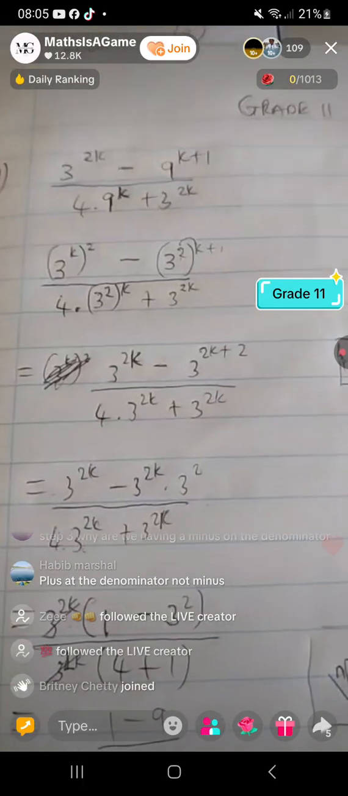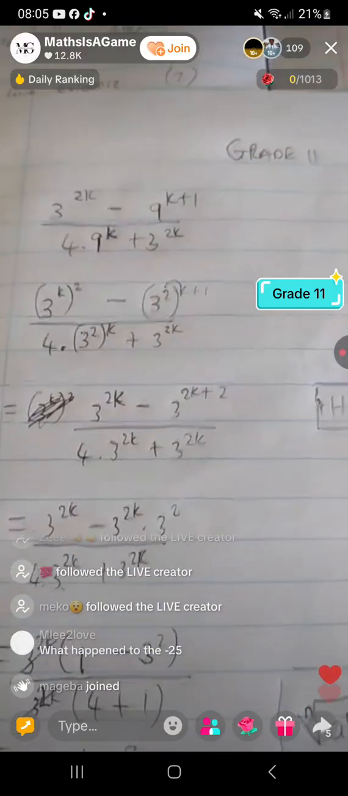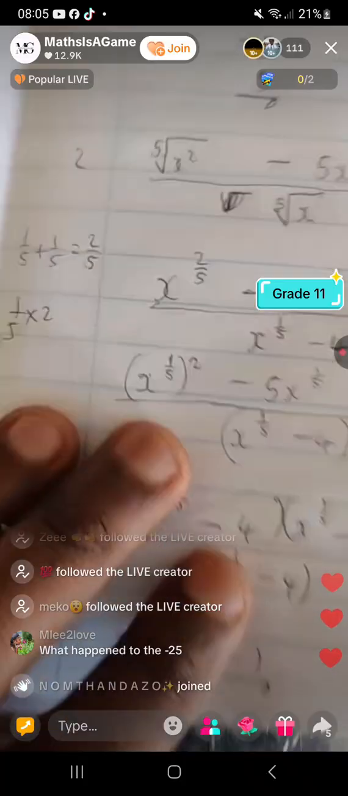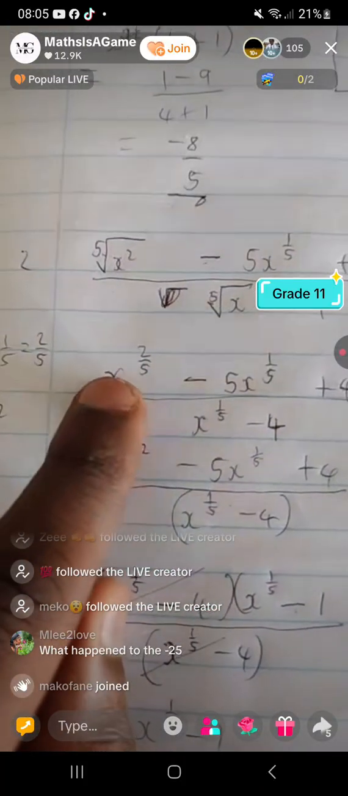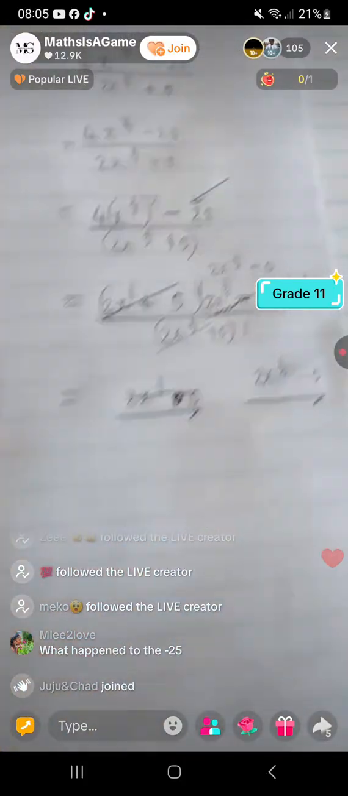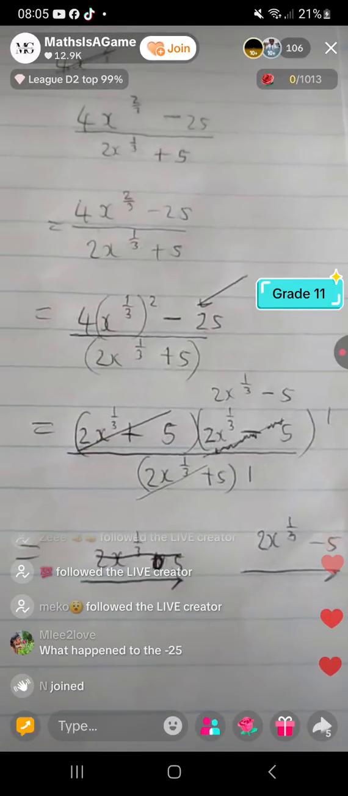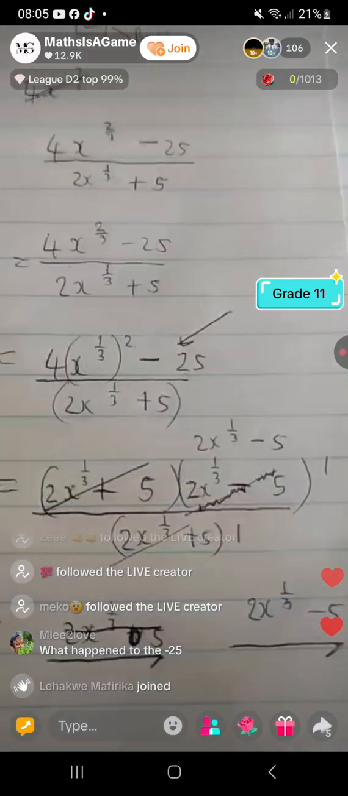So we've looked at situations where between plus and minus the bases are numbers, right? But now in this situation the variables are the bases. Okay, still. Okay, Lee to love, what happened to minus 25?